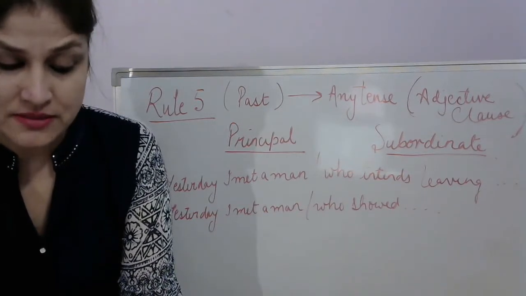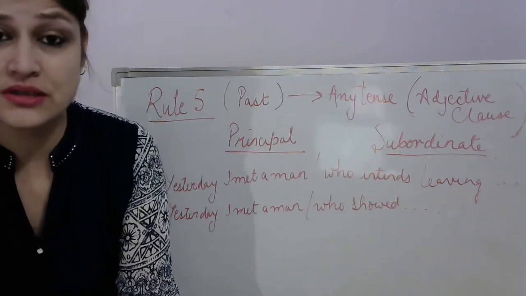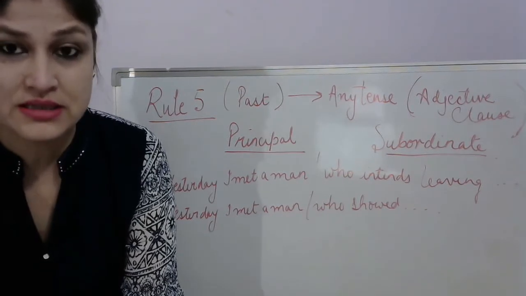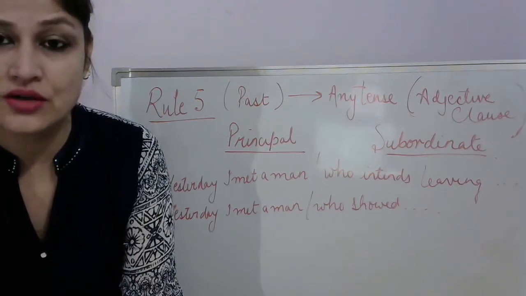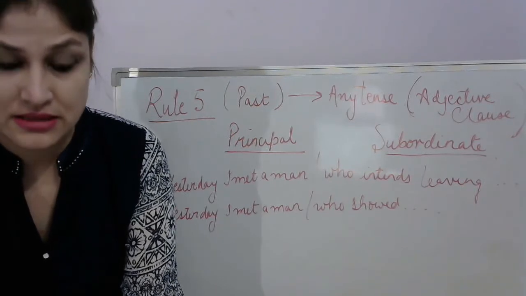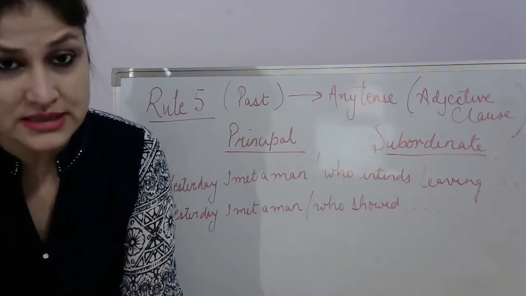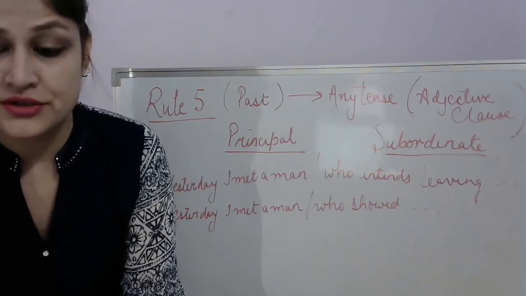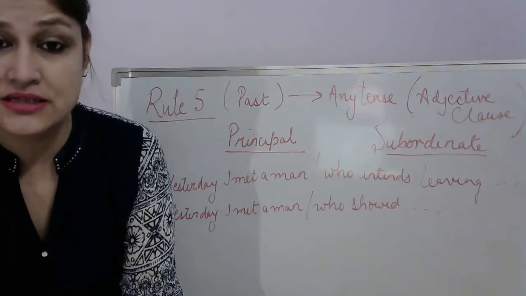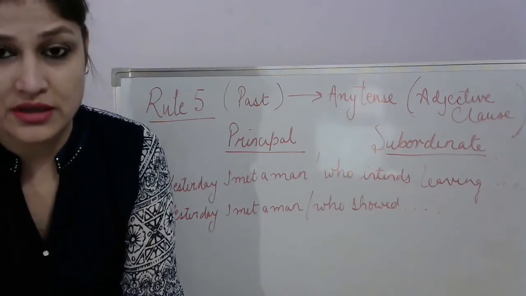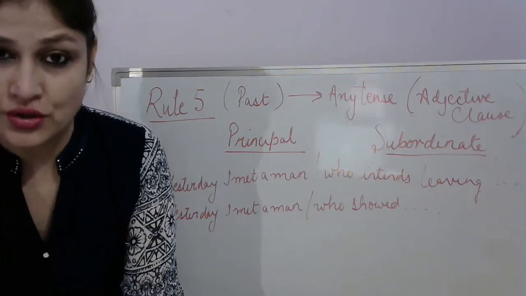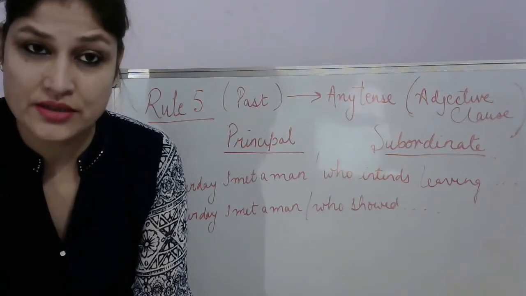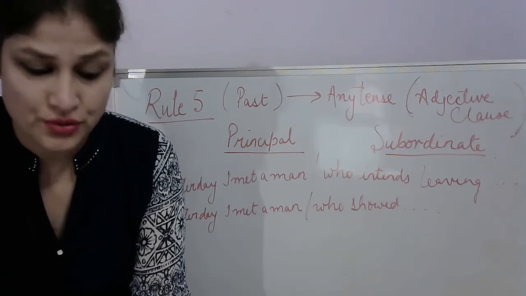Rule number 3 says that if the verb in the principal clause is in the past tense, but you're talking about a universal fact, then the verb in the subordinate clause has to be in the present tense, right? Because we are talking about universal facts, habitual actions. So if you see that the sentence shows a universal fact or a habitual action, then even though the principal clause is in the past, you will write the present tense. Make sure you remember that.